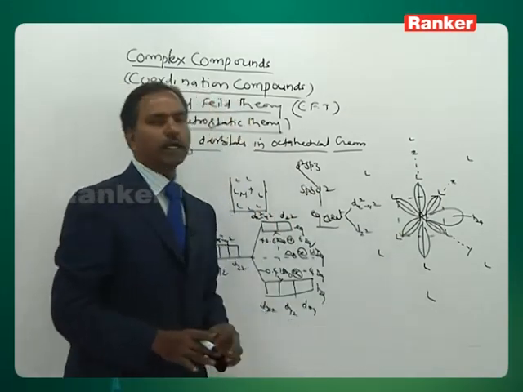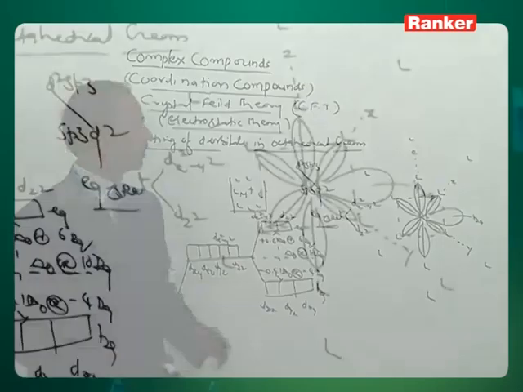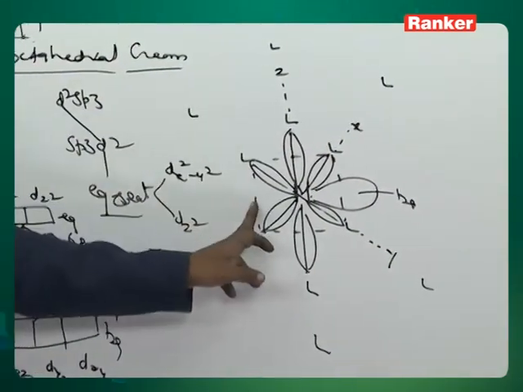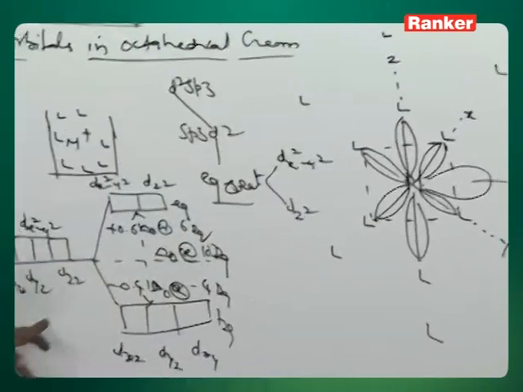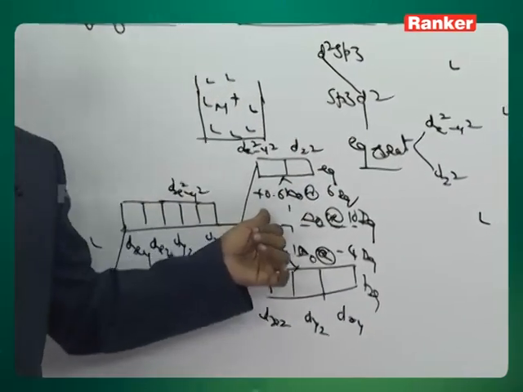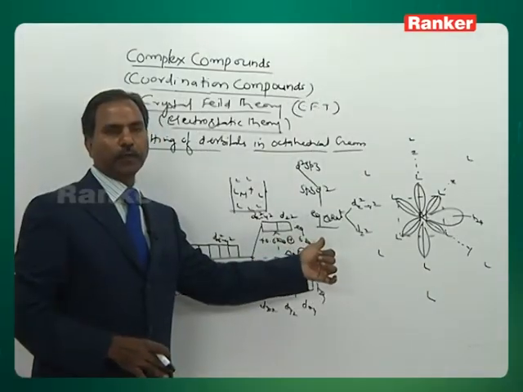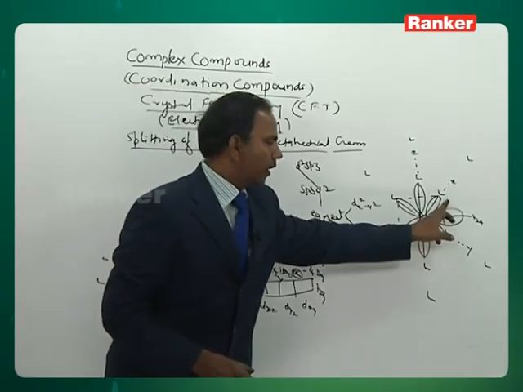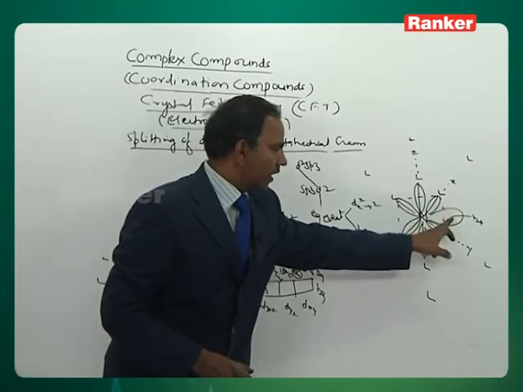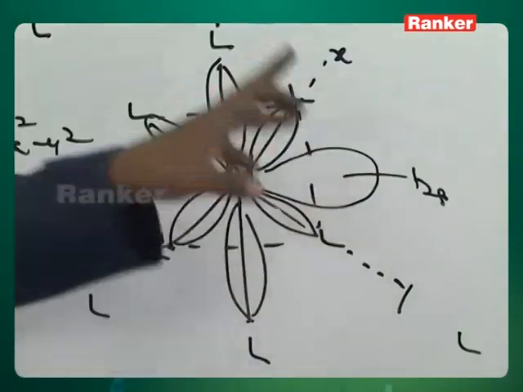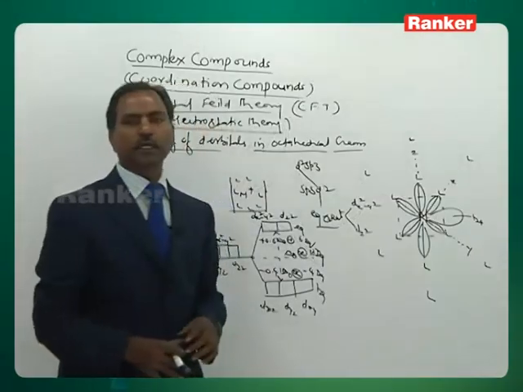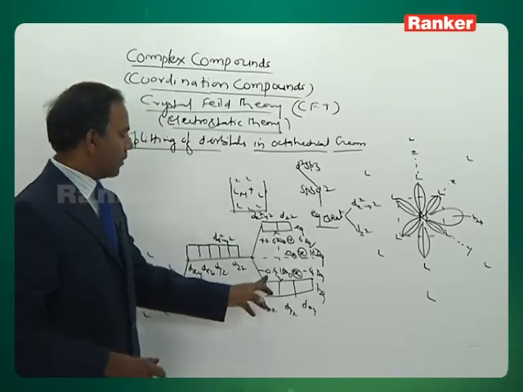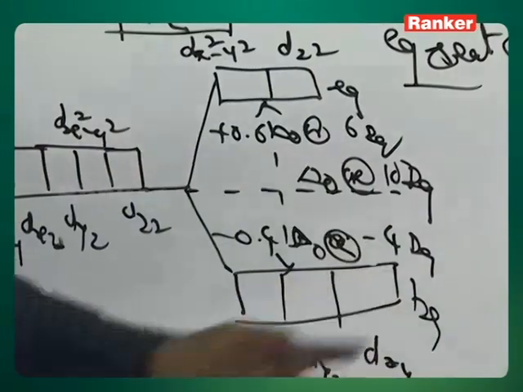The orbitals which are oriented along the x, y and z axes are the eg set of orbitals. They experience more repulsion, so their energy is increased. The increase will be plus 0.6 delta O or plus 6 Dq. Next, the t2g set of orbitals are oriented in between the axes. They are away from the ligands, so the repulsion on the t2g set of orbitals is less. Therefore, their energy is decreased. The decrease will be minus 0.4 delta O or minus 4 Dq.